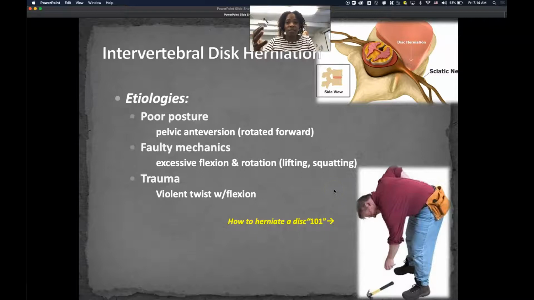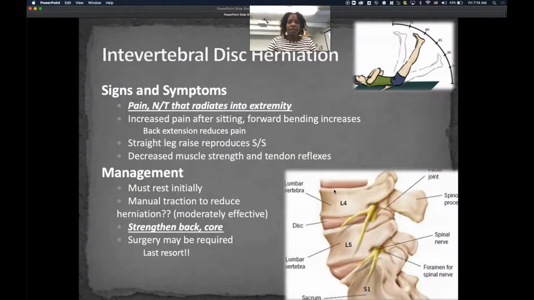But in terms of mechanism, it could be poor posture, it could be faulty mechanics, so excessive flexion and rotation, or it could be a traumatic incident as well. But what we most often see, disc herniations most often are associated with poor posture and the faulty mechanics. In terms of signs and symptoms, they're going to have pain and then numbness and tingling that radiates into the extremity. So remember we just talked about, what did we just talk about? We just talked about muscle strains of the lumbar spine and how if a patient has a muscle strain, they won't have pain that radiates, right? We just said that. Now we're saying the opposite of that here.